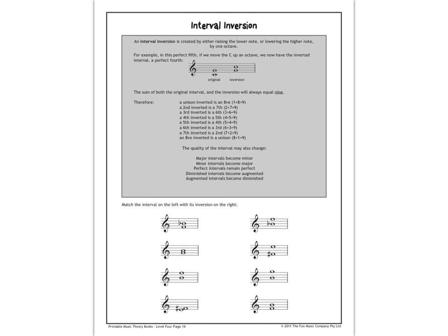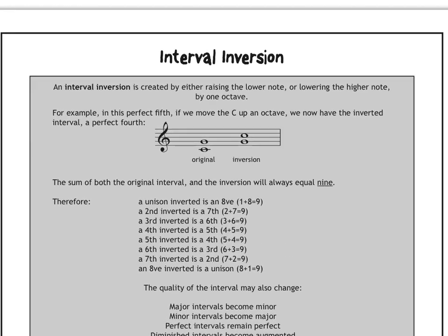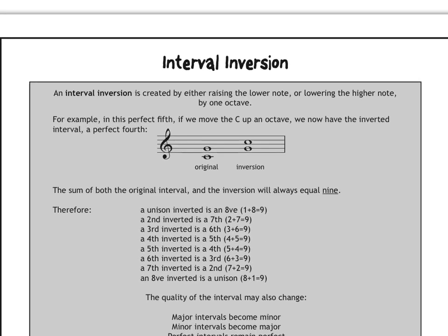Okay, more playing with intervals, more messing around with the basic intervals that you know and love. This time, instead of adding an octave, instead of increasing the interval size by an octave, we're going to do the opposite. We're going to take that upper note and bring it down an octave. Or basically what it means is we're flipping the interval on its head. Okay? An interval inversion is created by either raising the lower note or lowering the higher note by one octave.